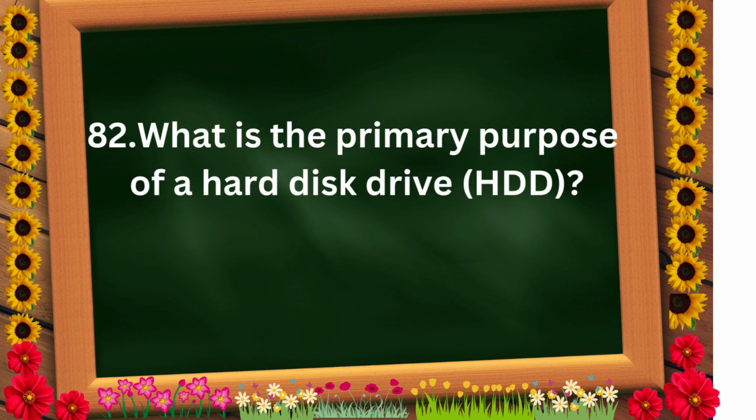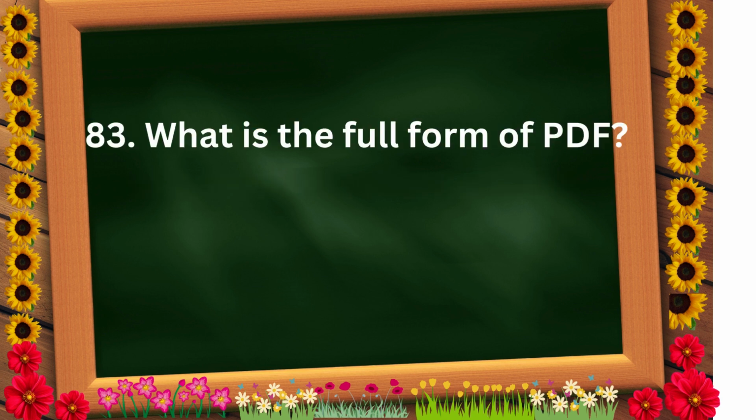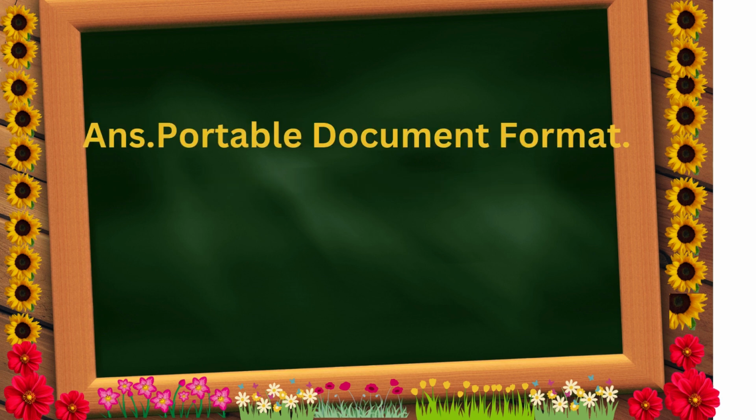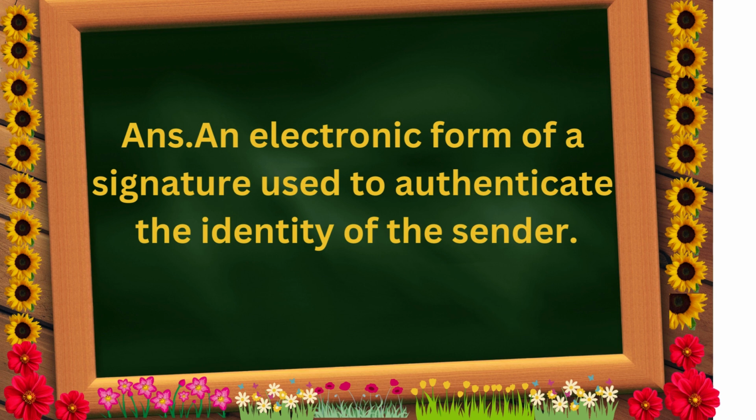What is the primary purpose of a hard disk drive, HDD? To store data permanently. What is the full form of PDF? Portable document format. What is a digital signature? An electronic form of a signature used to authenticate the identity of the sender.